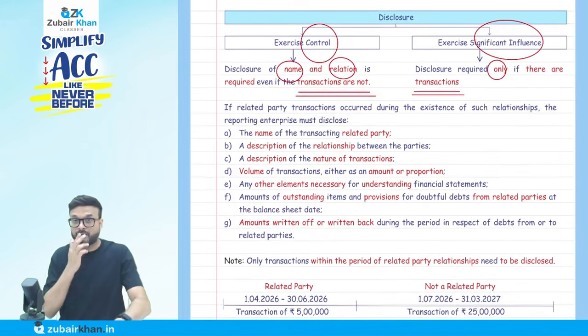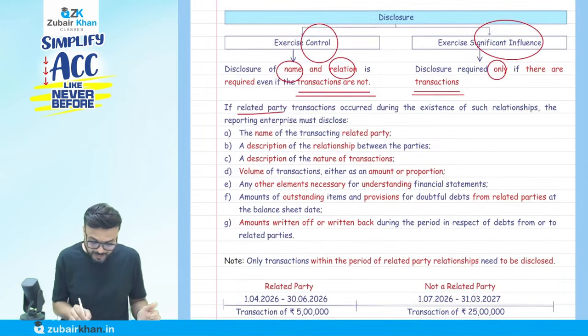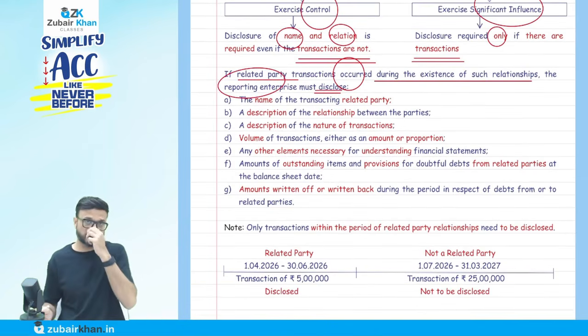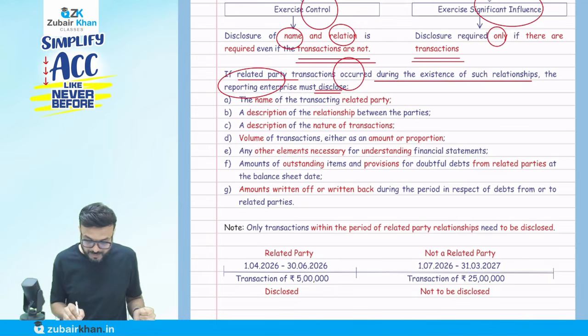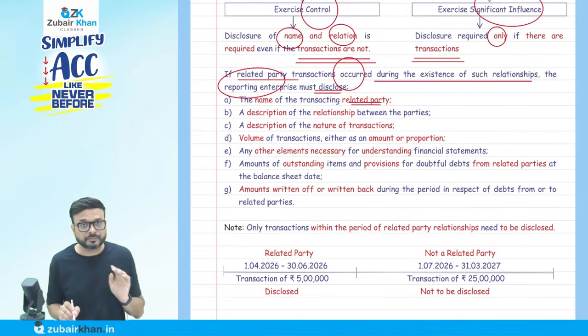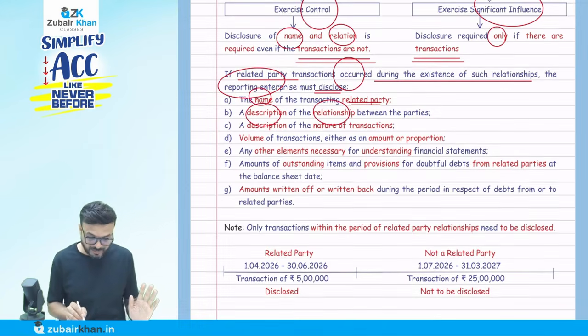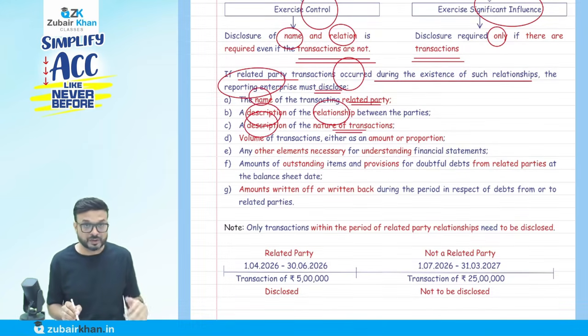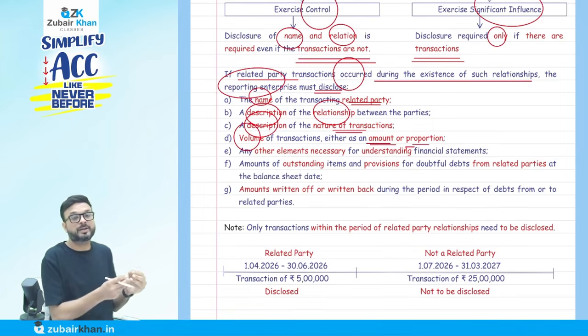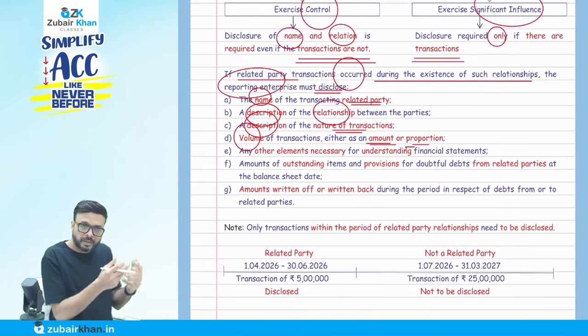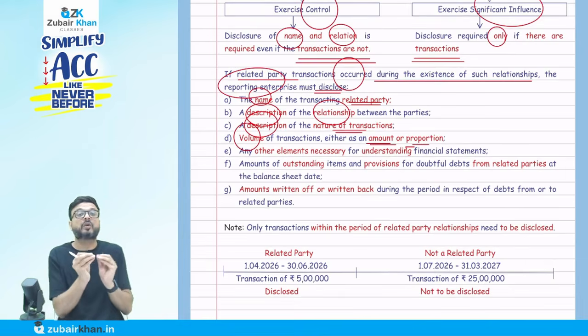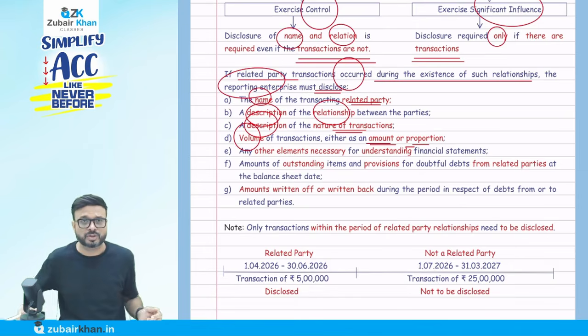Now, what we have to disclose: if a related party transaction occurred during the existence of such a relationship, the reporting enterprise must disclose the name of the transacting related party, the description of the relationship, for example holding and subsidiary, the description of the nature of the transaction, such as purchase or sale, and the volume of the transaction, either amount or proportion. For example, 20% of the sales or 20% of purchases; what is the volume of the transaction, amount-wise or proportion-wise of the total.